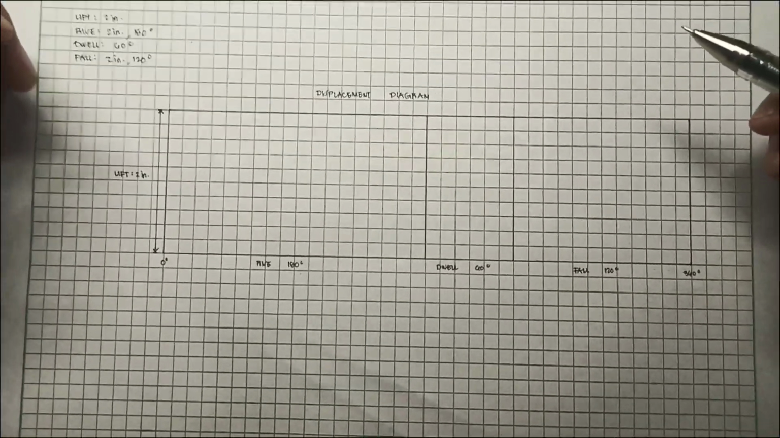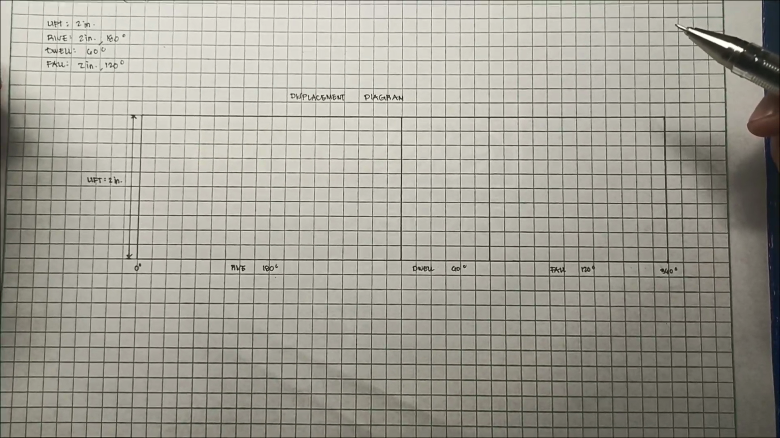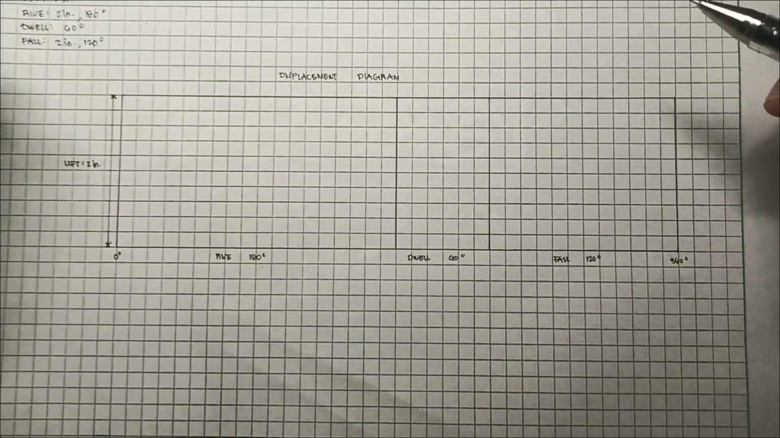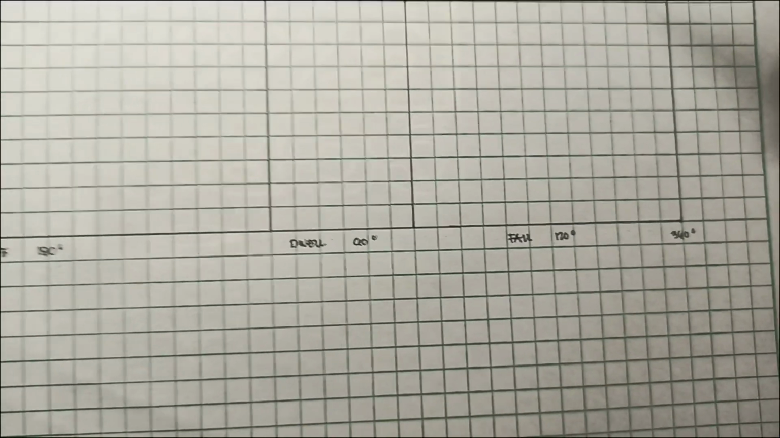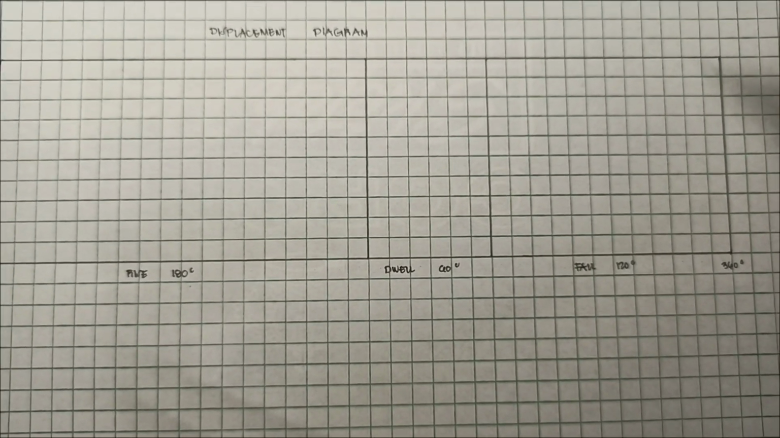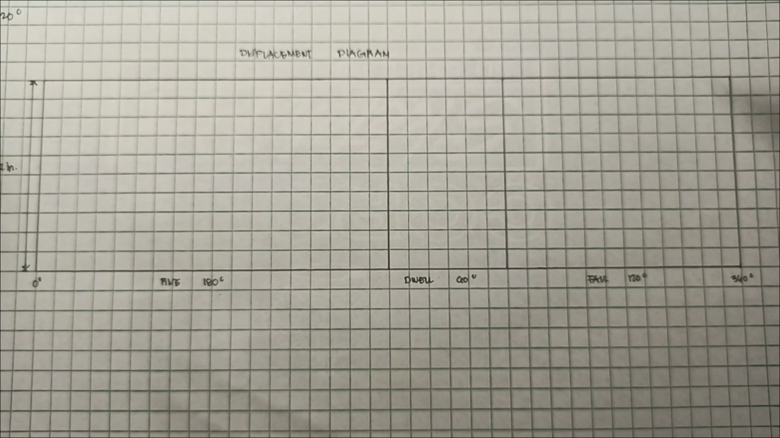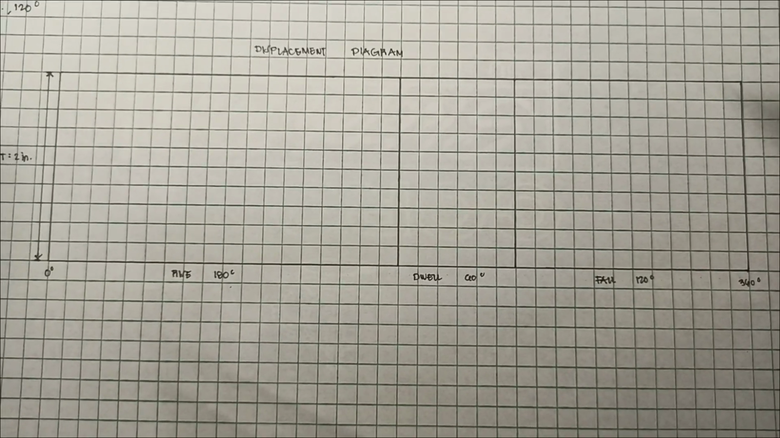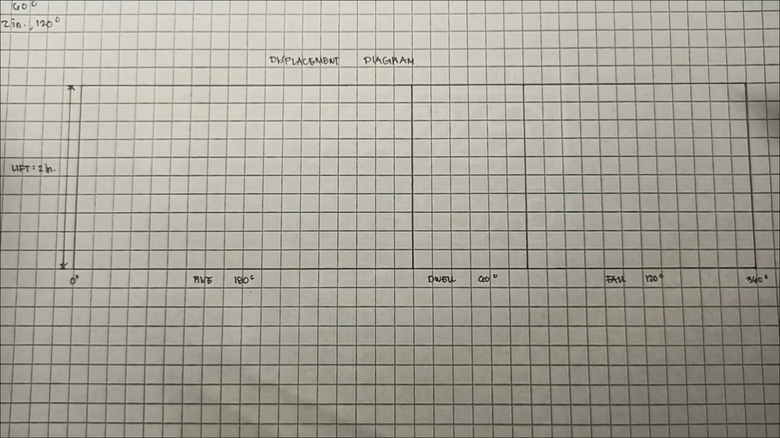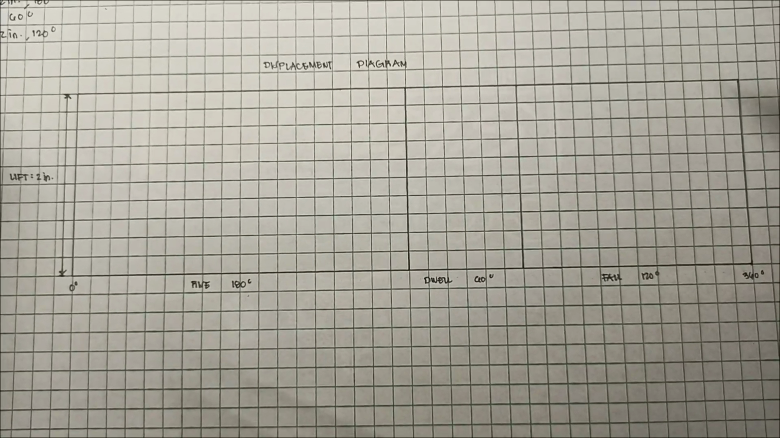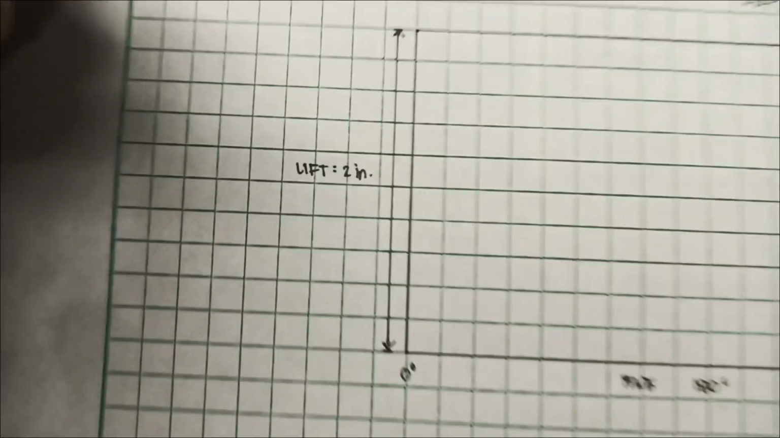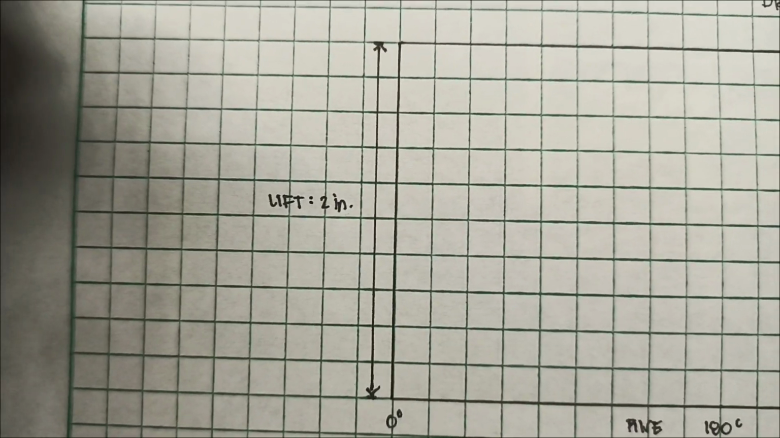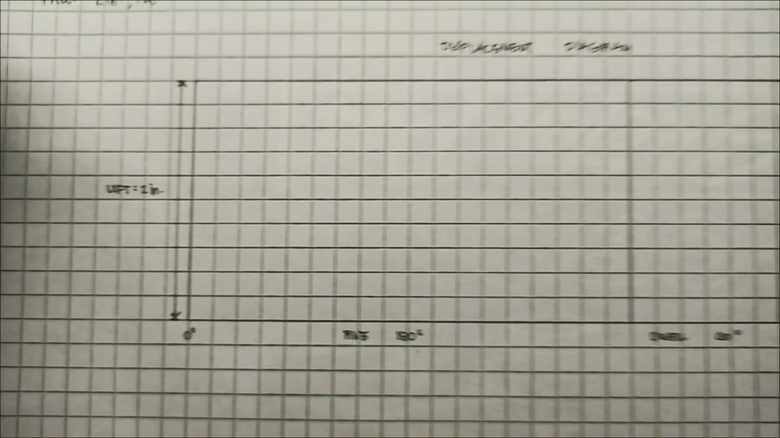So here, we have divided the angles in the given. As you can see, in a full revolution of a cam, we have 360 degrees. In our problem, we have divided it into rise, which is 180 degrees, dwell, 60 degrees, and fall, 120 degrees. And as the problem designated, we have the lift, the y-axis, equal to 2 inches.